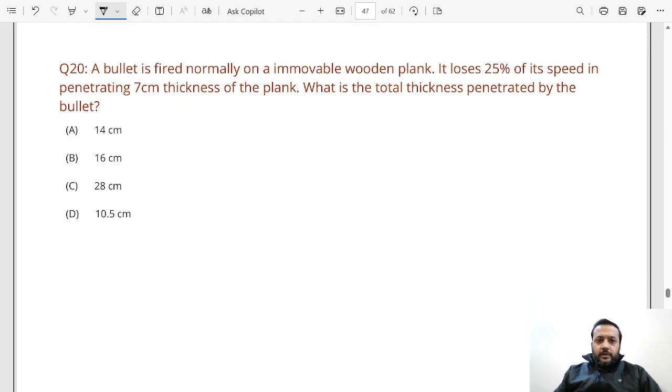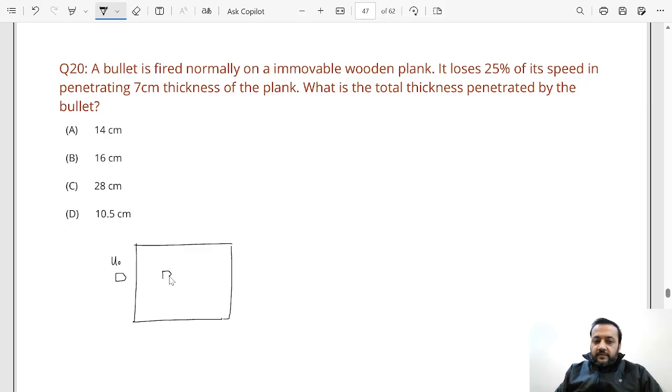Here what happens, there is a bullet which is fired normally to an immovable wooden plank. It loses 25% of its speed in penetrating 7 centimeter thickness of the plank. What is the total distance, total thickness penetrated by the bullet? So let us say this is the bullet. Okay. Let us say that it enters the wooden plank. So this is the bullet and this is the plank. It enters at the speed u0.